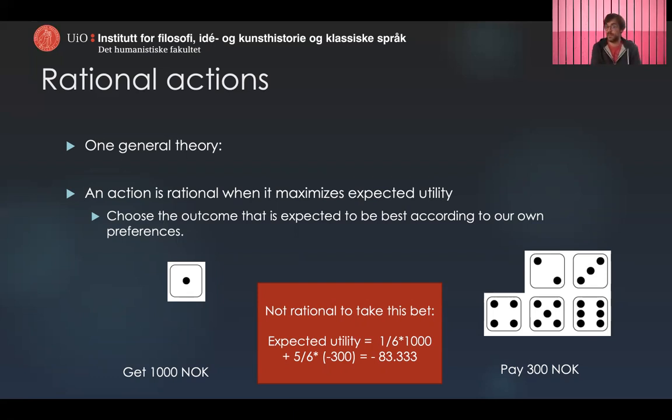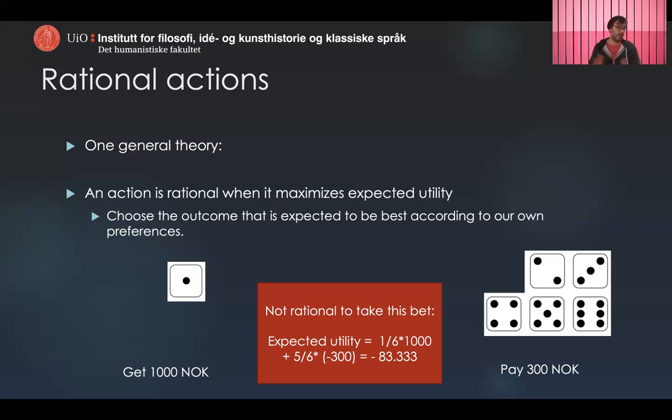Okay, so here's one way to illustrate the uncertainty aspect of this. Suppose that someone tells you, you can choose between these two things. Either I pay you 1,000 kronas, I'm having this dice, and I'm going to roll the dice. I pay you 1,000 kronas if you get a one, or you can also choose to get 300 kronas if it's any of these other numbers. You have to pay 300 kronas if any of these other numbers come up.